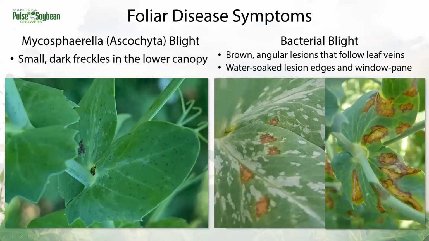Bacterial blight, on the other hand, is infecting following leaf damage from storms or heavy rains, so we more often find this disease in the mid to upper canopy. These leaf lesions are typically more angular. They follow leaf veins instead of crossing them, giving them a really angular, sharp appearance. The edges of these lesions will initially look water-soaked, kind of darker around the edges, and later on they'll progress into larger lesions. They might have a window pane type appearance. That's how to tell those two apart.